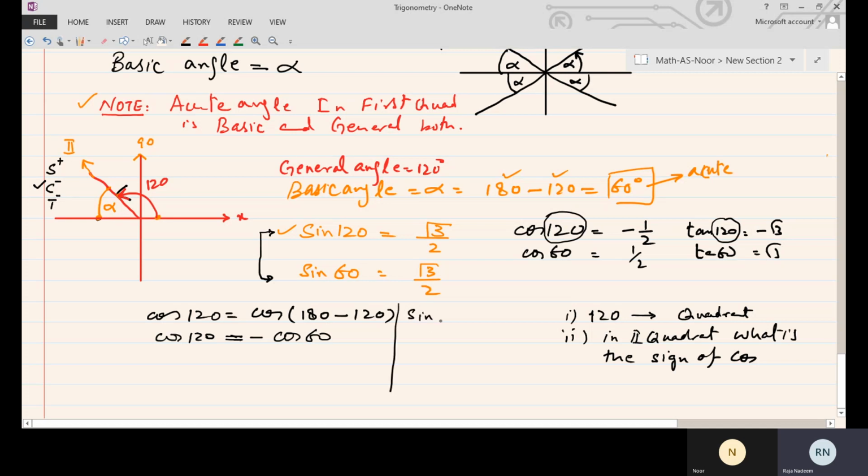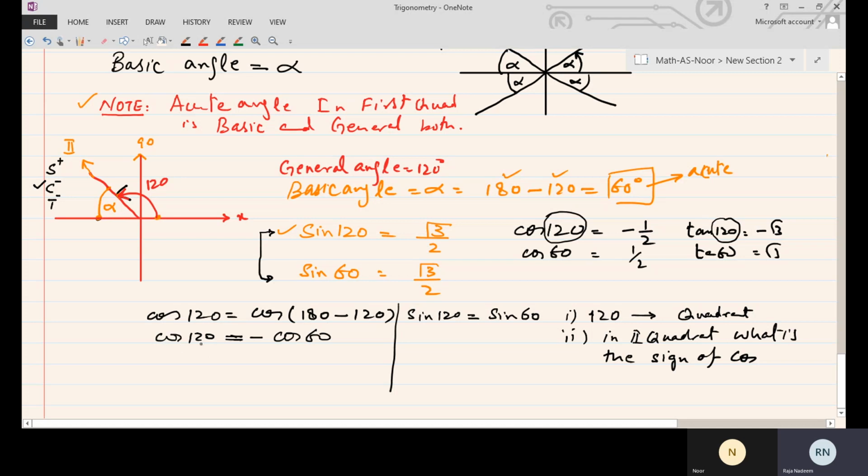When we considered sine of 120, it gives the same answer as sine of 60, and we can write them with an equal sign because sine is positive in the second quadrant. Either you consider the general angle or you consider the basic angle, but in form of cos we know that for general angle in second quadrant cos will give you a negative answer. How would we make this equality?